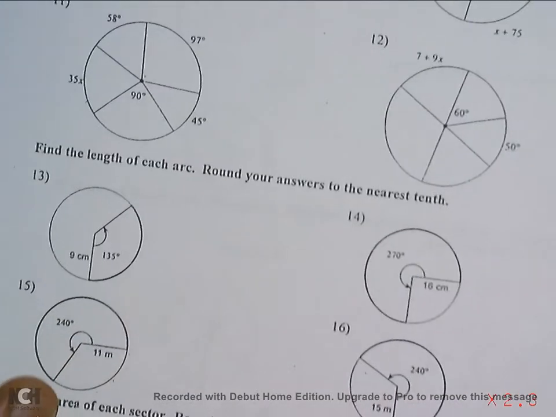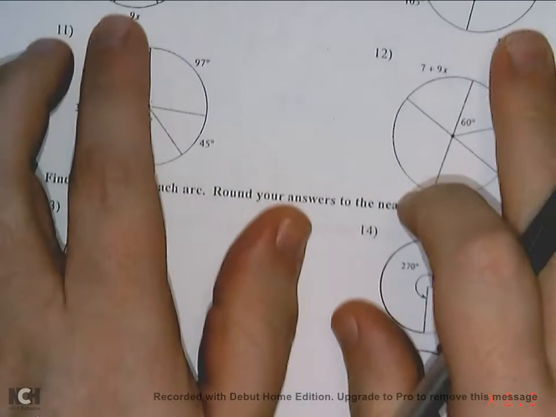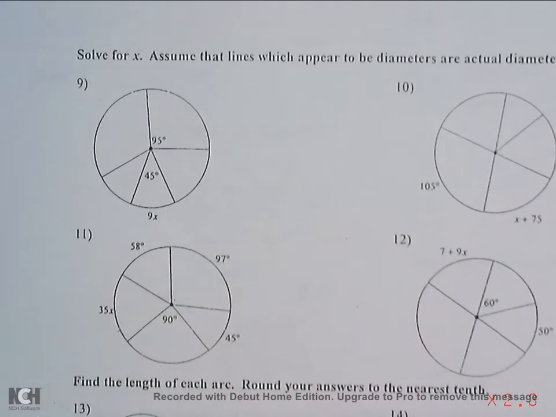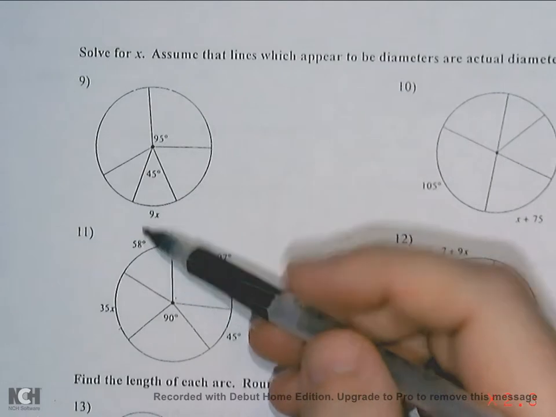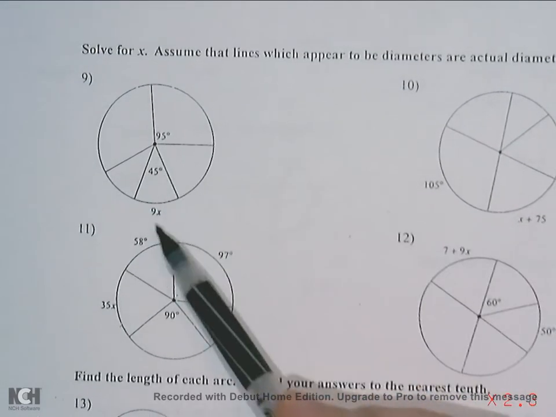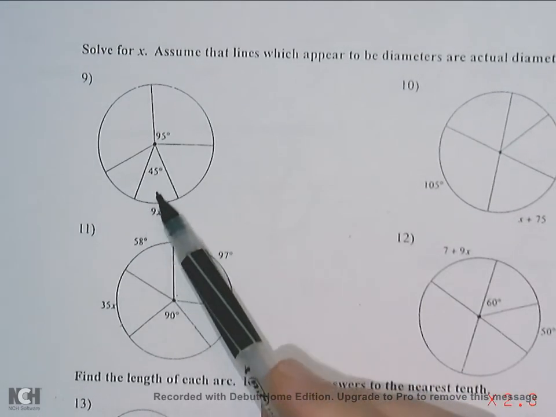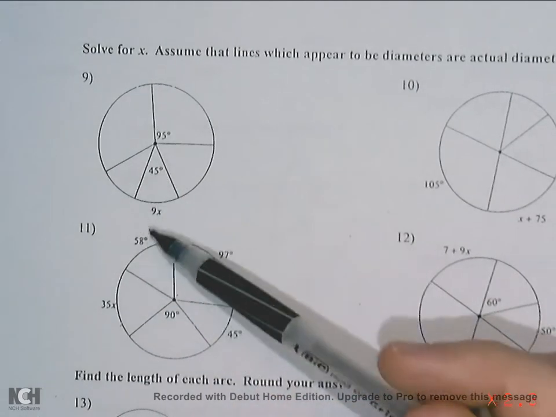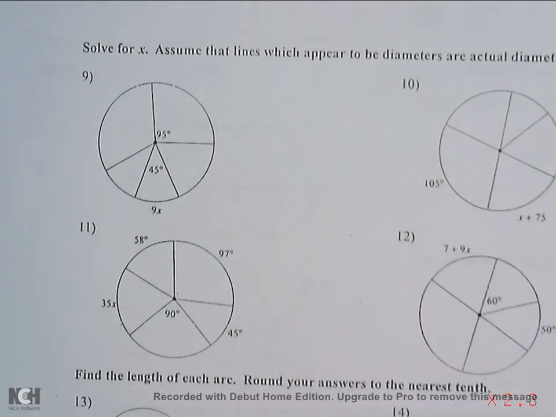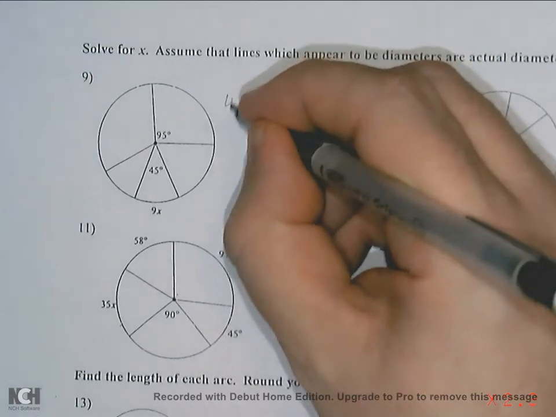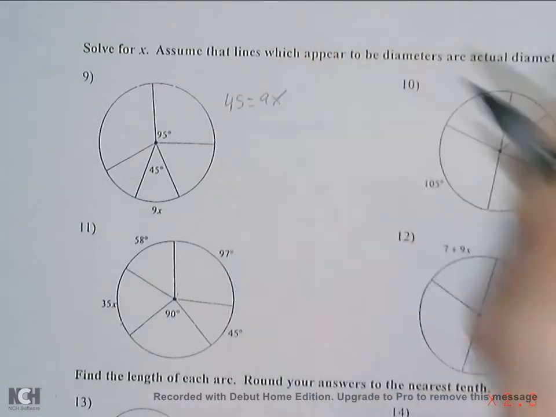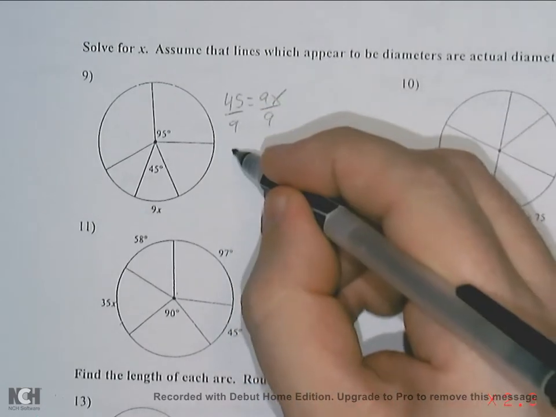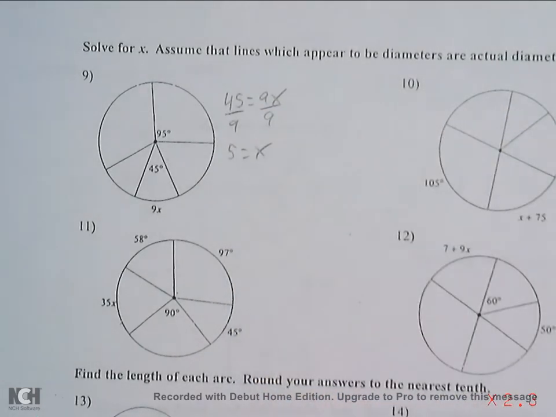So this page wants me to solve for x. So again, you're using the same idea. The central angle is the same as the arc that's opposite it, right? So on this one, I know the central angle is 45. I know the arc is 9x. They have to be the same. So 45 has to equal 9x. And then you would solve by dividing by 9. And x is going to equal 5. Okay?